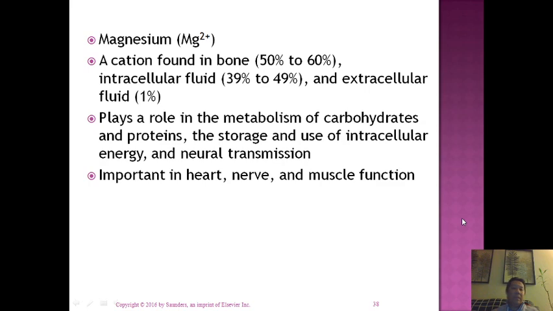Magnesium is a cation, usually found, of course, in the intracellular fluid.